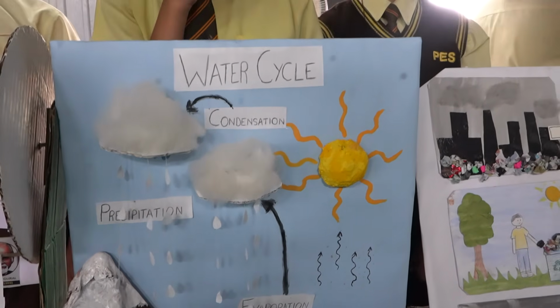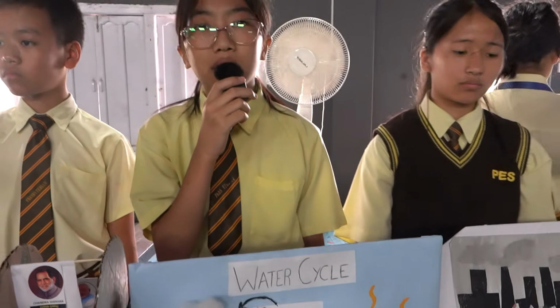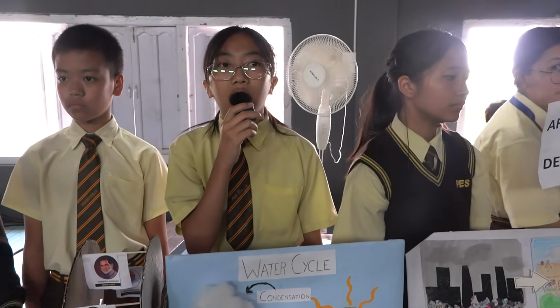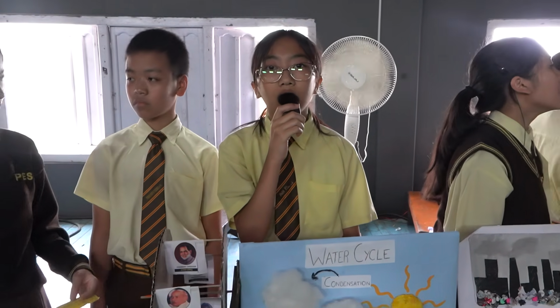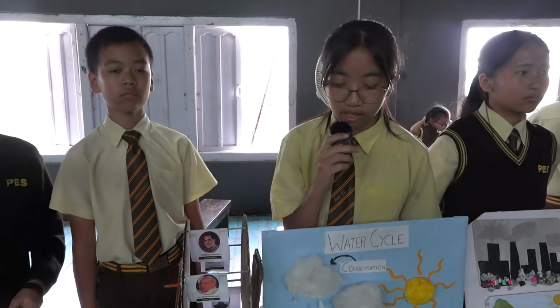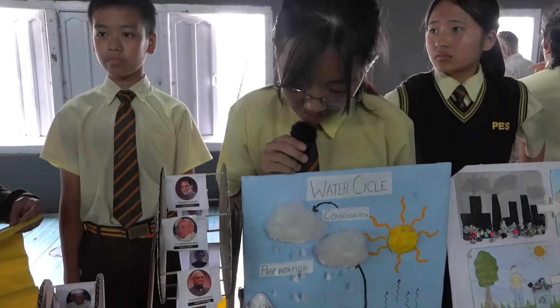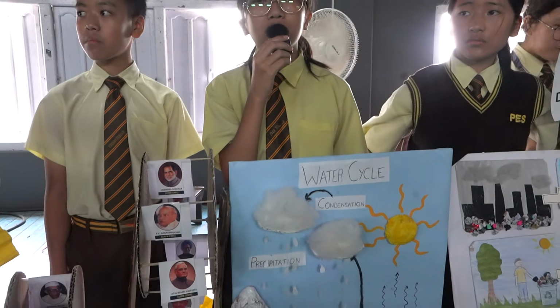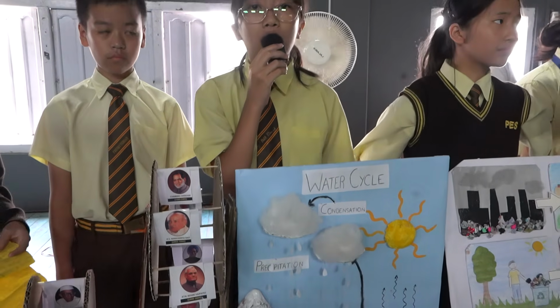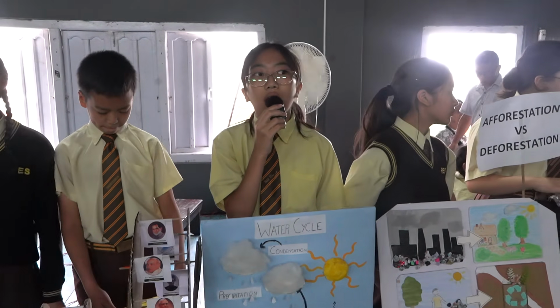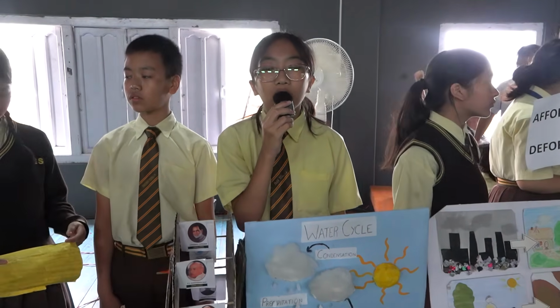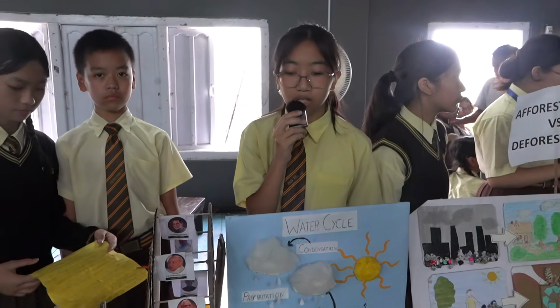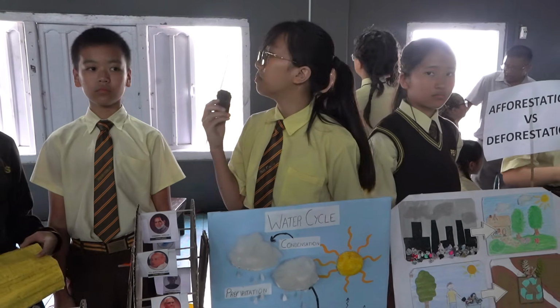There is also condensation. Condensation is the process by which water vapor turns into tiny water droplets forming clouds. There is infiltration. Infiltration is the process by which water on the ground surface soaks into the soil and moves downwards.